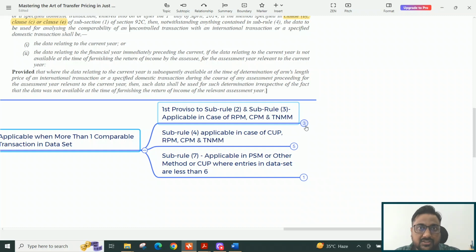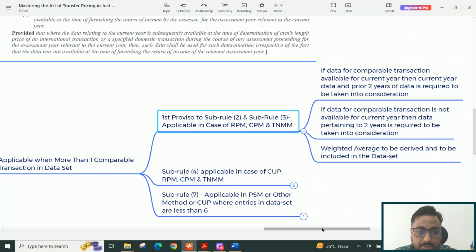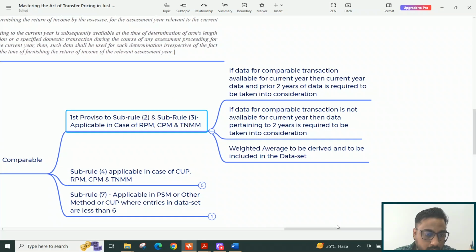I would request you, when you are going through this set of provisions, not during the practical part, but during the provisions part, to have a copy of that particular rule or section that we are referring to and discussing, in any of the videos, right? Now I'll just open that first proviso. What does the first proviso to sub-rule 2 and sub-rule 3 say? I have broken that down.